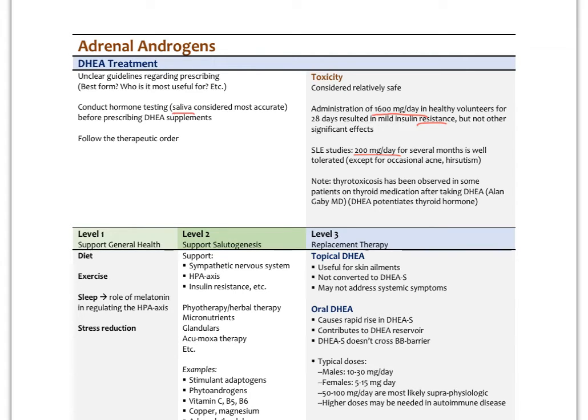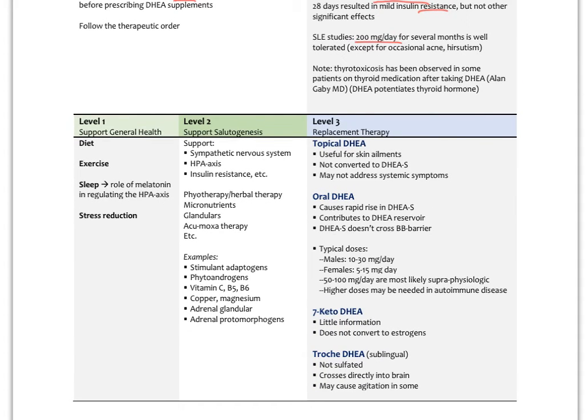So with the therapeutic order, really our level 1 is going to be our best, looking at healthy diet, exercise, sleep hygiene, and stress reduction. That's very important. Looking at level 2 therapies, here we want to maybe think about stimulant adaptogens. Again, the Panax ginseng, but also Oplopanax in that same family, Aralia, Codonopsis, Eleutherococcus. All of these would be considerations there. Rhodiola, and then licorice and Schisandra I would think about as more stimulating adaptogens to increase the HPA axis and DHEA.